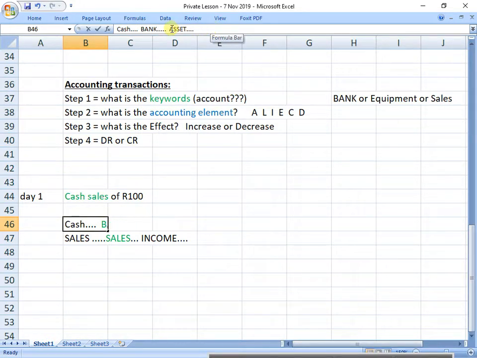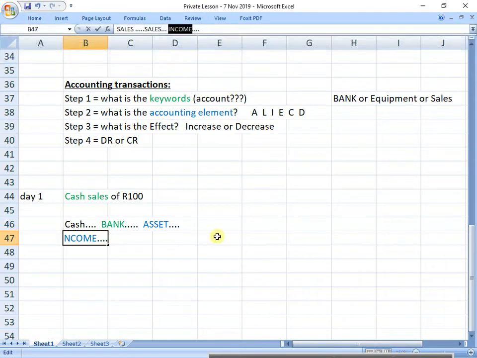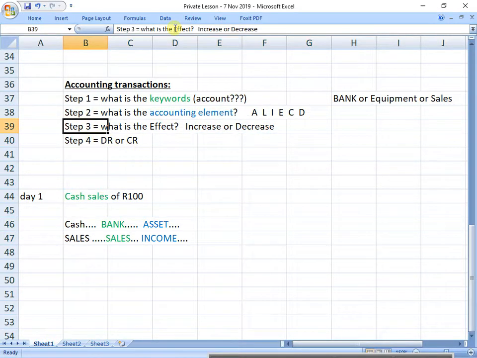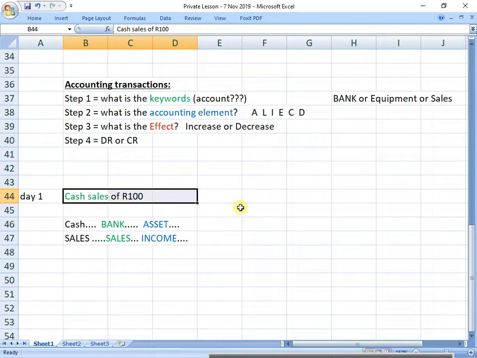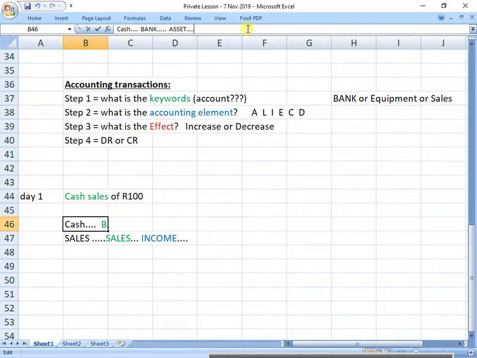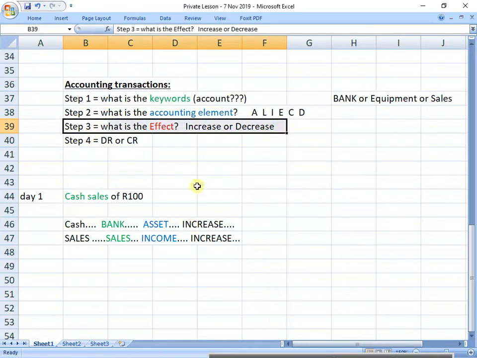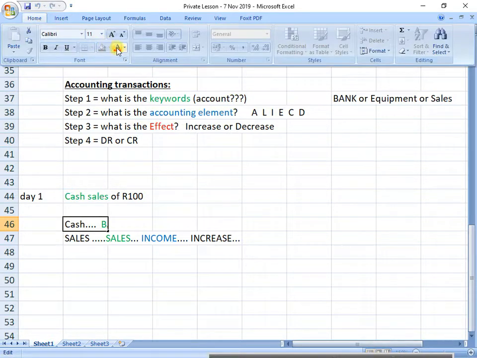Then the next step is looking at the effect. What is going to happen to your bank if you're selling? What's the effect? Is your bank going to increase? Yes. If you sell something to me and I'm going to pay you cash for it, is your bank account going to go up? It definitely will. So there's the next step: increase. Income. Do you have more sales or less sales when you sell? You've got more sales, so this will also increase. There's step number three. What is the effect? The effect is complete.